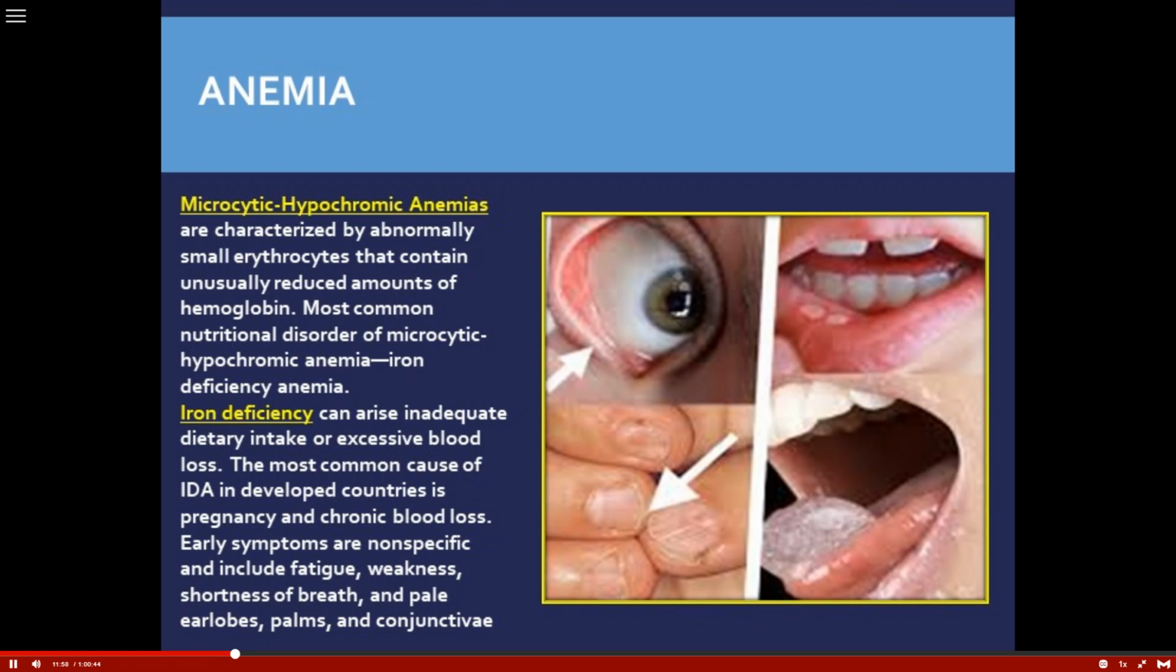But look at some of those signs and symptoms on the PowerPoint here. If you look at someone's eyes, you pull down and look inside the conjunctiva, and it's very pale. You can also see, once again, those kind of sores around the mouth. And look at the nail beds. Looking at those nails, you can see that they split easily. You can see those little white lines. All three of those are really good signs and symptoms.